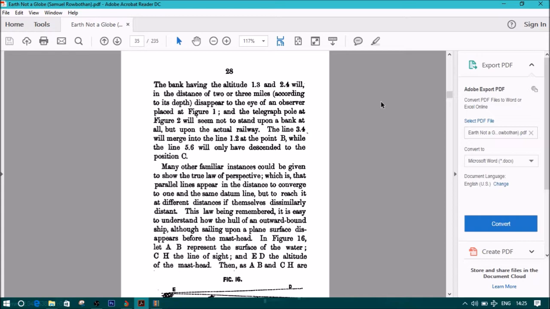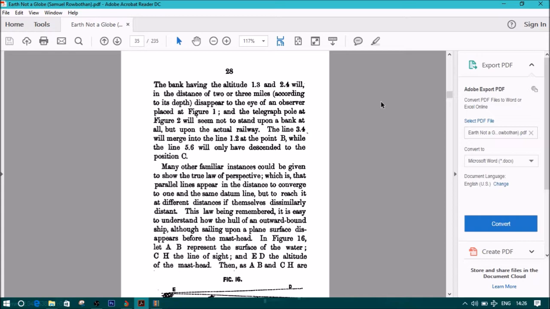And the telegraph pole at figure 2 will seem not to stand upon a bank at all, but upon the actual railway. The line 3-4 will merge into the line 1-2 at the point B, while the line 5-6 will only have descended to the position C.